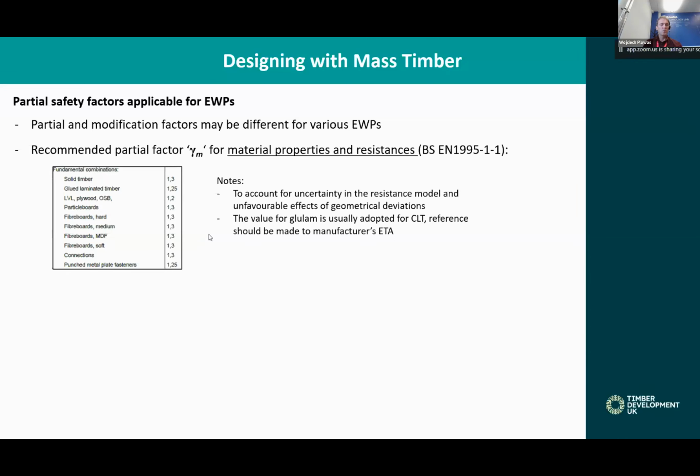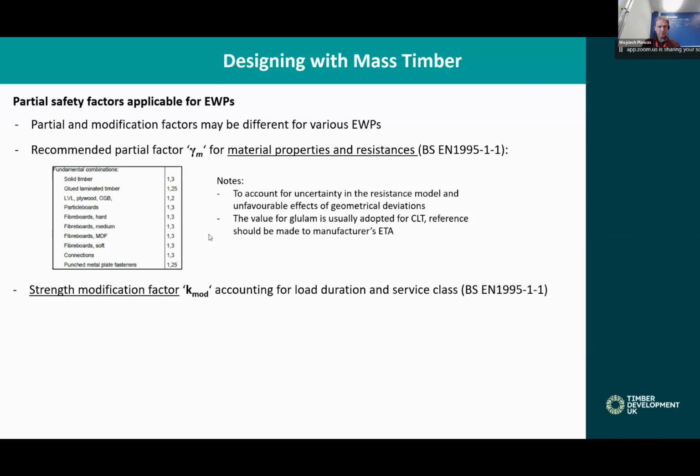I've added this note because it's quite important to remember that you should first of all look for this particular factor in the national annex to Eurocode. Also, the manufacturer's European Technical Assessment will give recommendations of which factor to use.